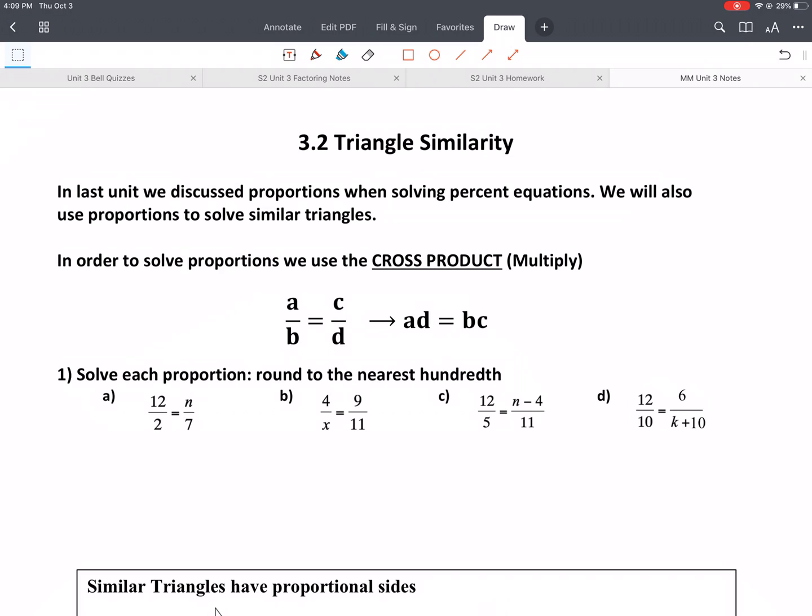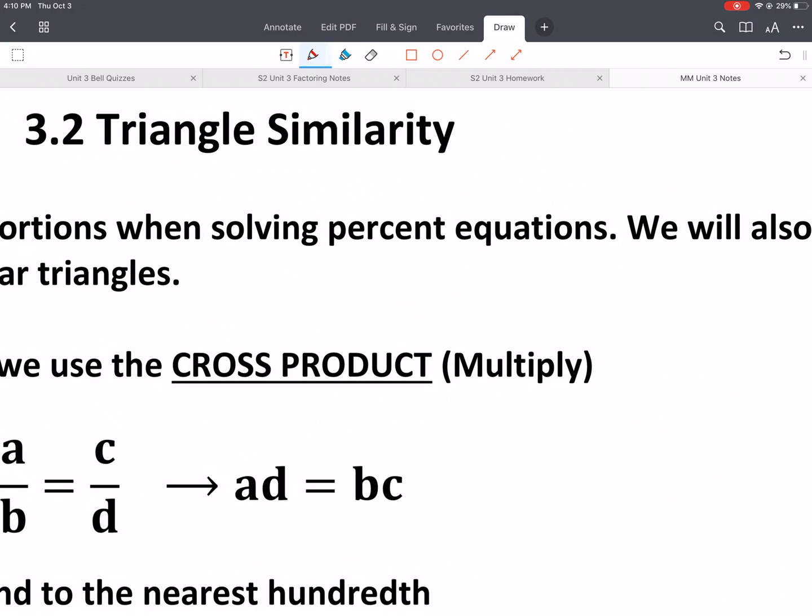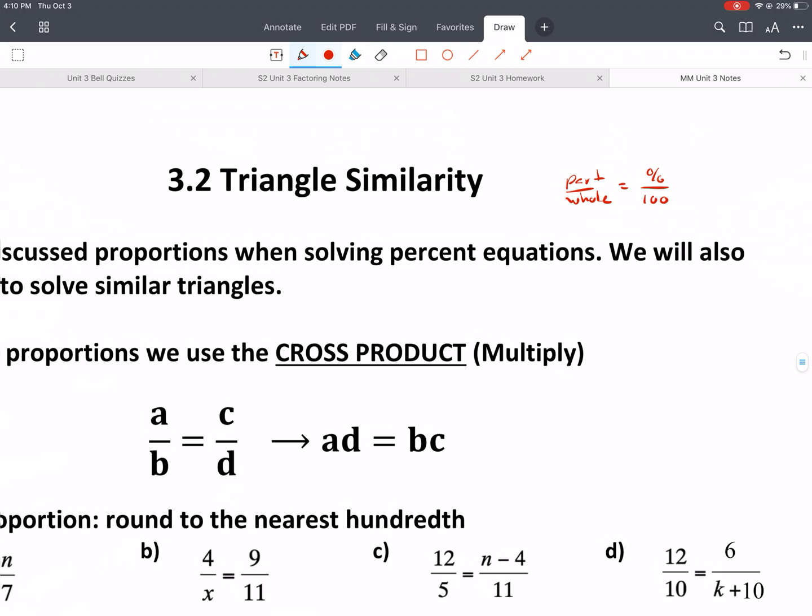All right, so in Unit 2, we did proportions specifically for percentages. Remember our equation for percentages? It was part over whole is equal to percent over 100. Okay, so those are proportions. We'll be doing the same sort of thing, but with triangles.